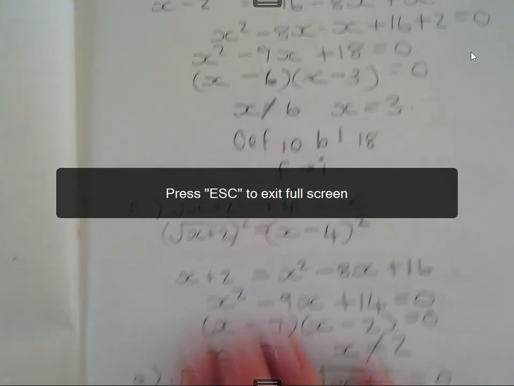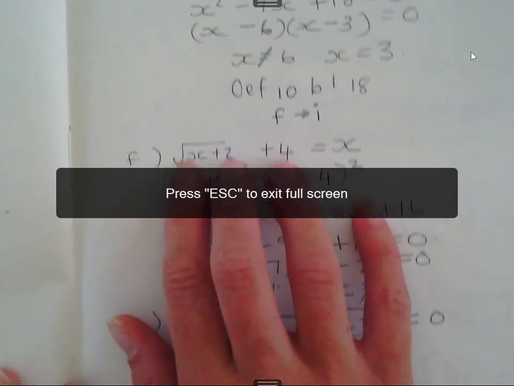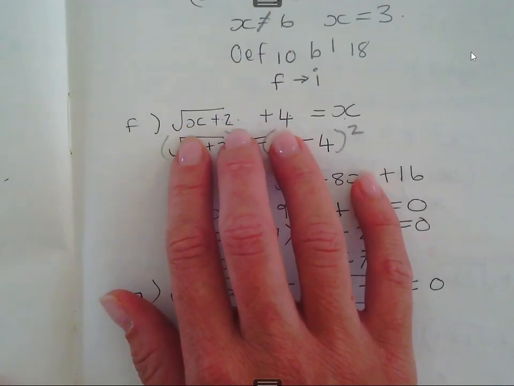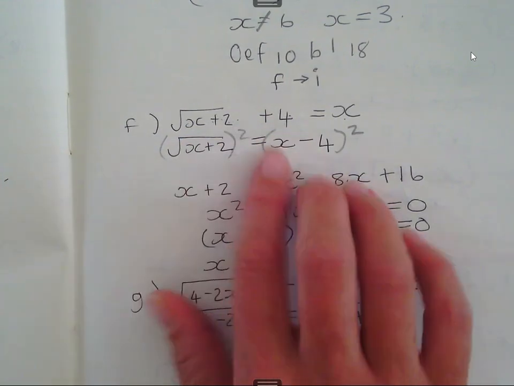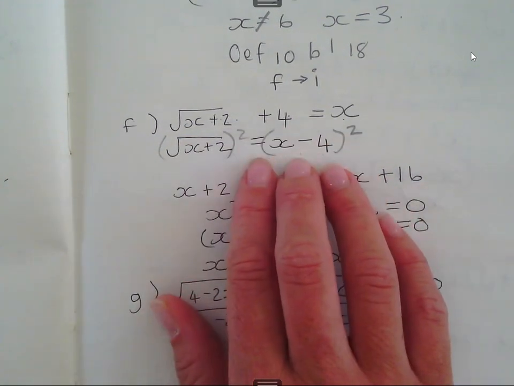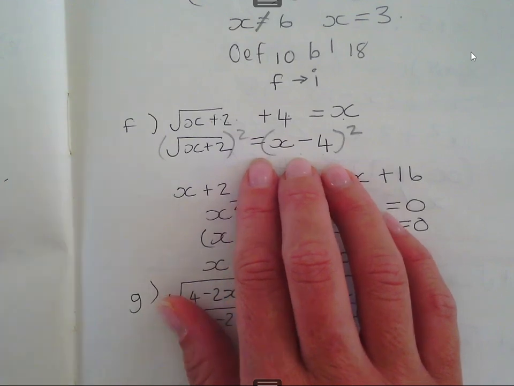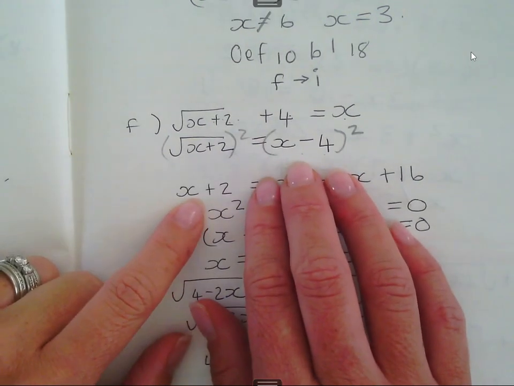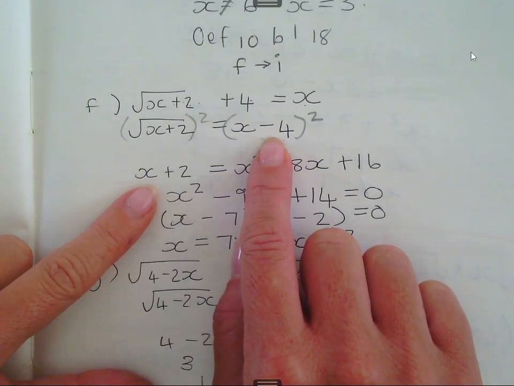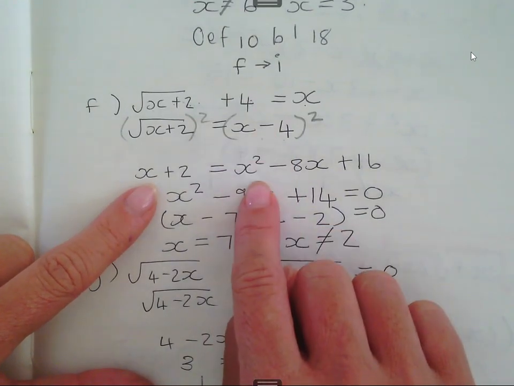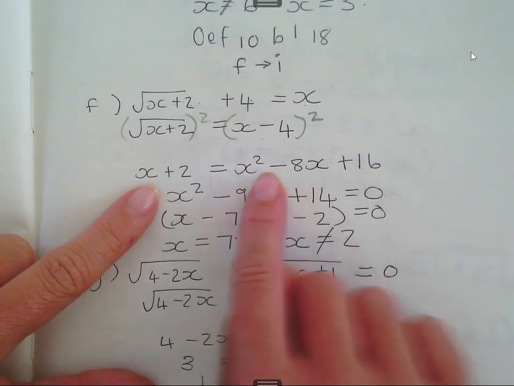Okay, so let's start with the first one. We need to get the surd alone on one side. So that 4 has to go over and becomes minus 4. Then you square both sides. So on this side, the surd disappears. And on the right hand side, you must just remember that when you square a binomial, it becomes a trinomial. There must be 3 terms there.